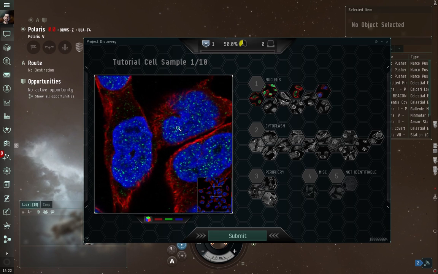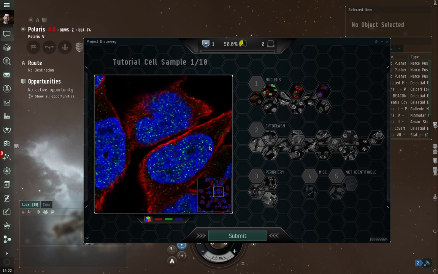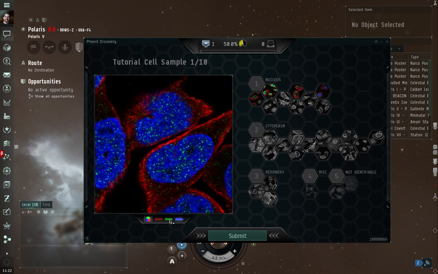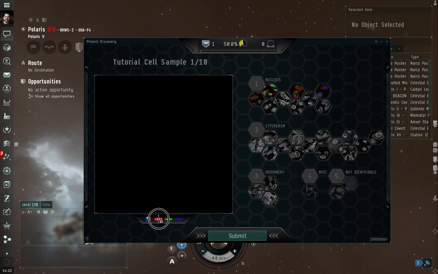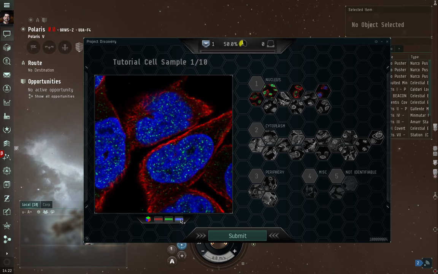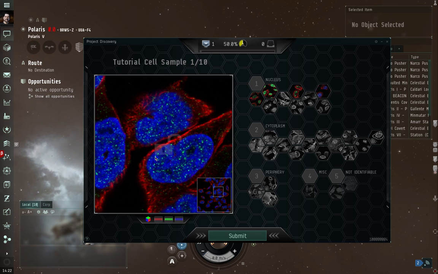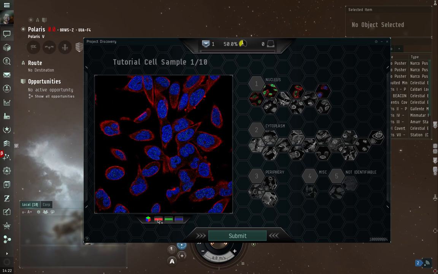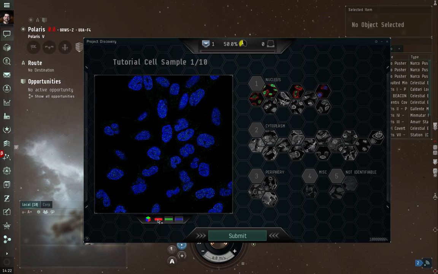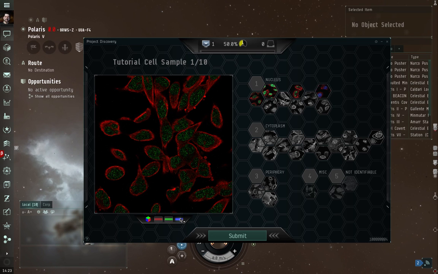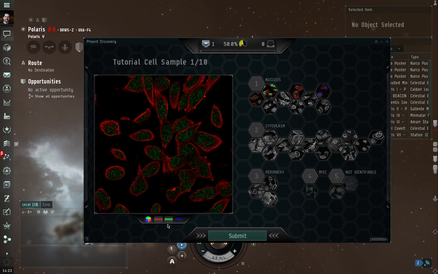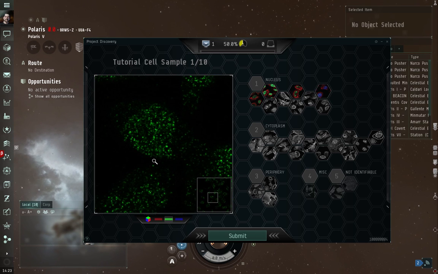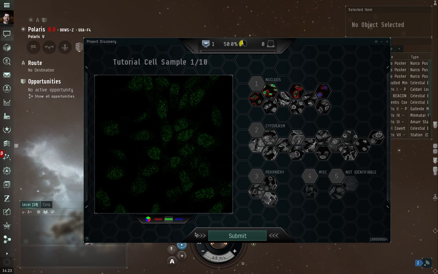I can zoom in on things, click to lock, and I can see where I am here, and I can toggle channels on or off. So in this particular sample, you can see pretty clearly that if I turn off the microtubules, the red, there's not much green outside of the blue. Whereas if I turn off the blue, then we see a lot more signal. And if I turn off the blue and the red, we can see signal where the blue was. So it's somewhere in the nucleus.